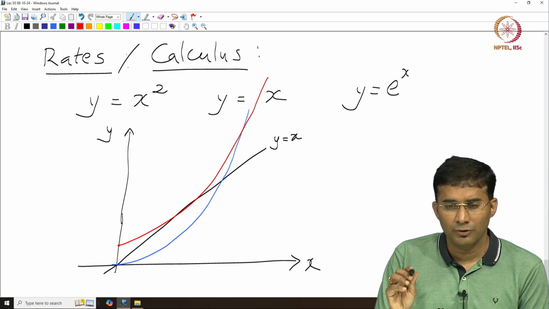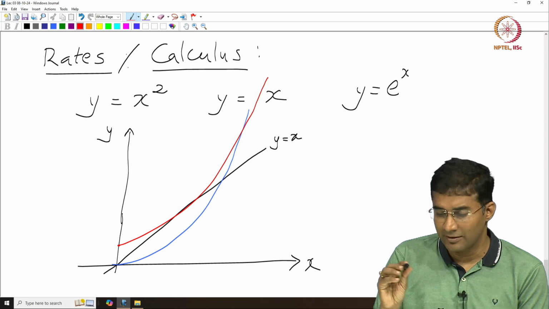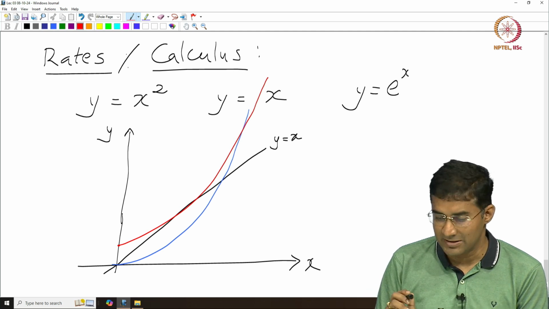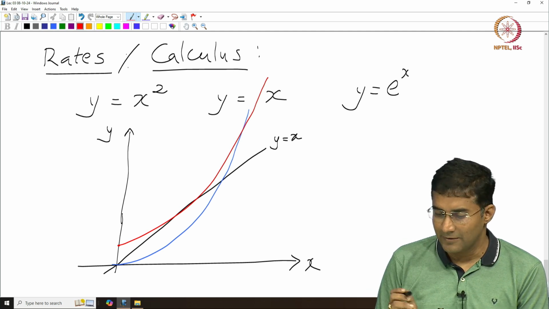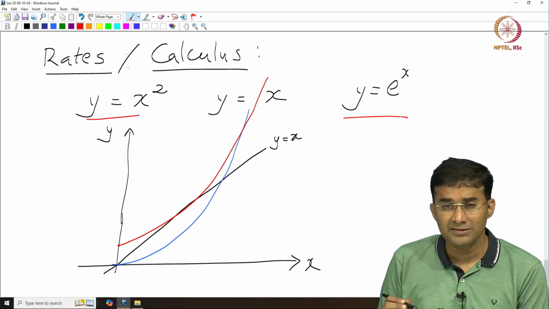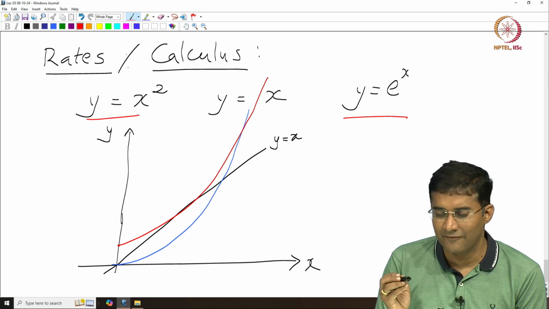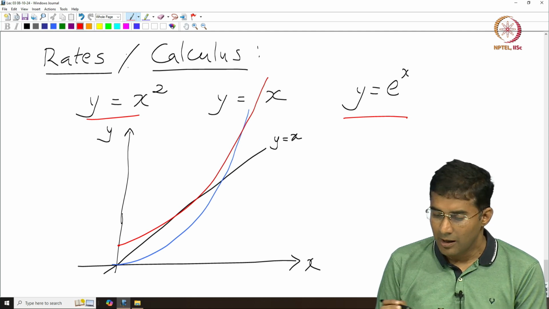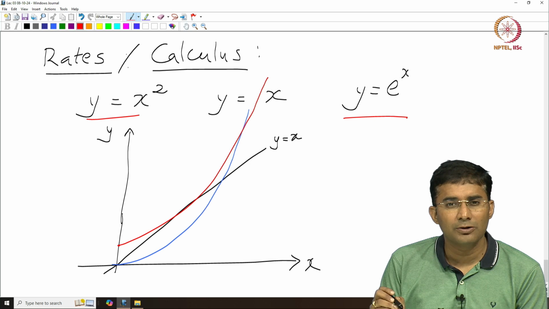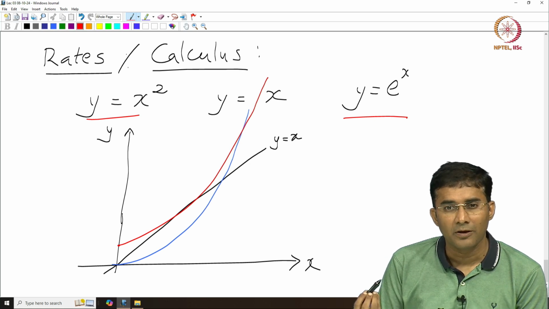I want to caution you that I have not drawn all the points of intersection accurately here, but only focus on the shape of the equations. It is easy to see that both y is equal to x square and y is equal to e power x are more rapidly increasing than y is equal to x. That is very evident from the graphs themselves. But between the two, which of them is more rapidly increasing?